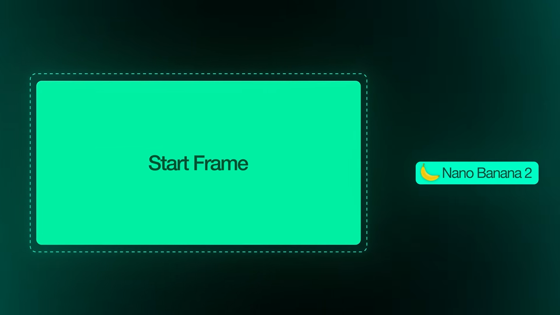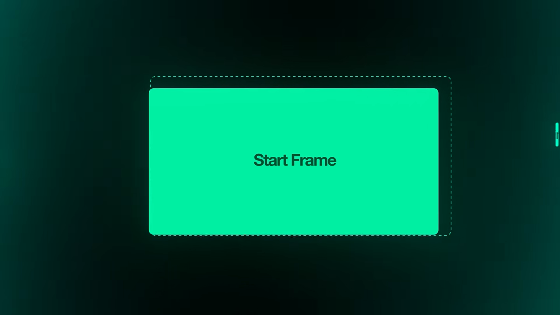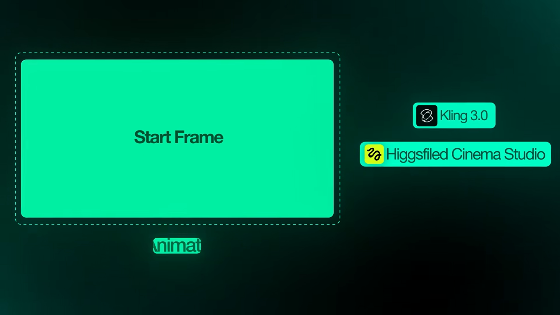The way I do it is I generate the start frame in Nano Banana 2 first. I use that to nail exactly how the scene looks. Then I take that image into Kling 3.0 or Cinema Studio and animate it from there. Way cleaner results, way less randomness.